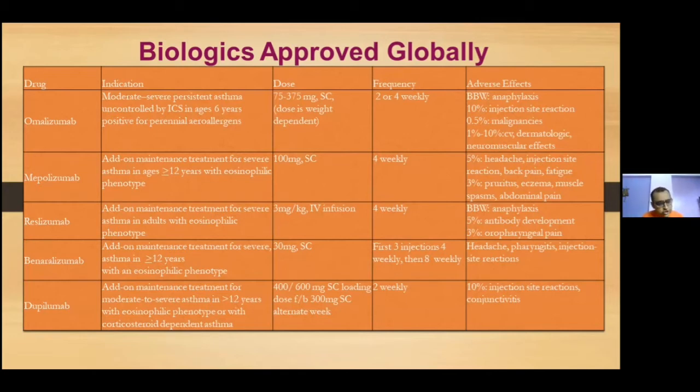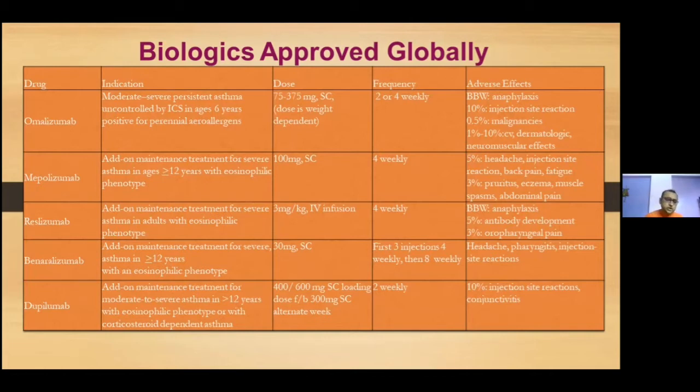Reslizumab, that is also approved in the USA, generally approved for add-on maintenance therapy for severe asthma in adults with eosinophilic phenotype. But the problem with this drug is that it is an IV infusion. So you have to admit the patient, you have to make a channel, and then you have to give it. And this is again a 4 weekly dose.